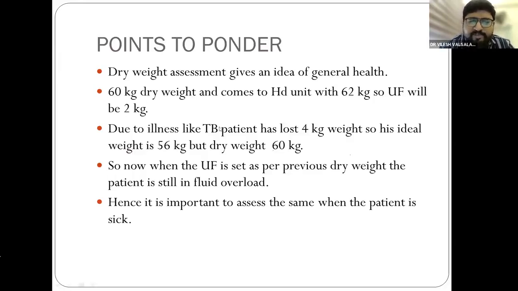Now, due to the illness like tuberculosis, the patient has lost appetite, not eating for 3 to 4 weeks, and the patient had lost 4 kg weight. So now what has happened, the ideal weight of the patient has come down to 56 kilos. But the dry weight set for this patient was 60 kilos. So now when the patient is coming at 62 kilos, ideally there is a 6 kg weight difference. But every time 2 or 3 kgs was removed. And because of that, the patient was getting into fluid overload state.